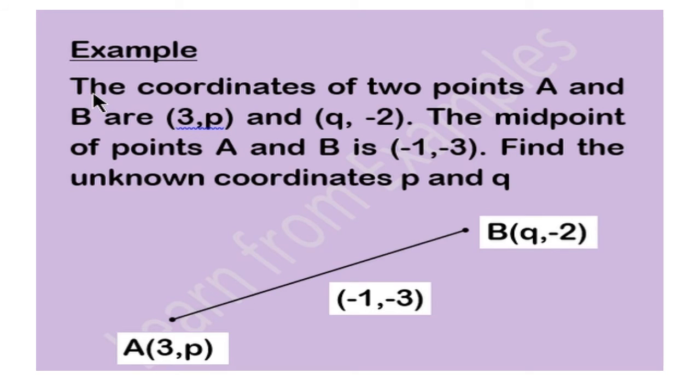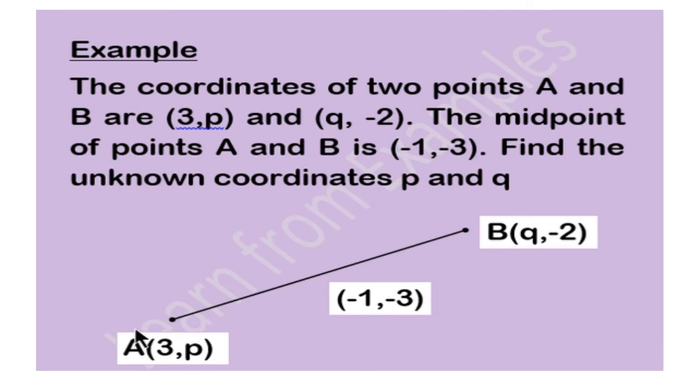The example says the coordinates of two points A and B are 3, P and Q, negative 2. The midpoint of the points A and B is negative 1, negative 3. Find the unknown coordinates P and Q. So in a question like this, it is always good if you can just make a diagram and label the points. So here you have a line.